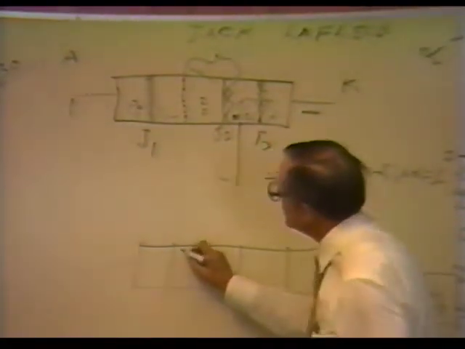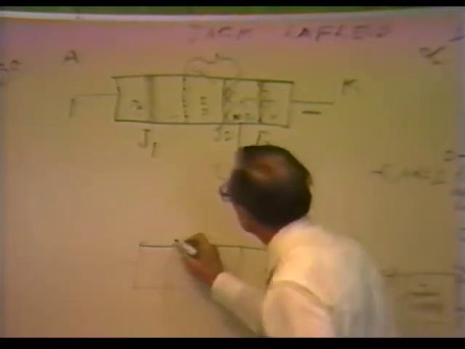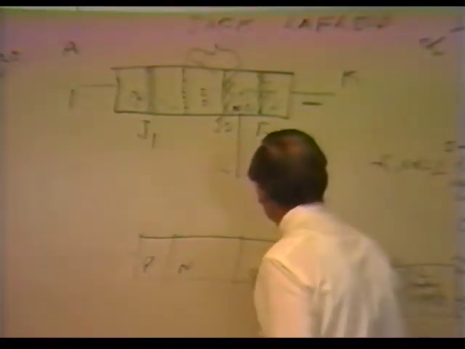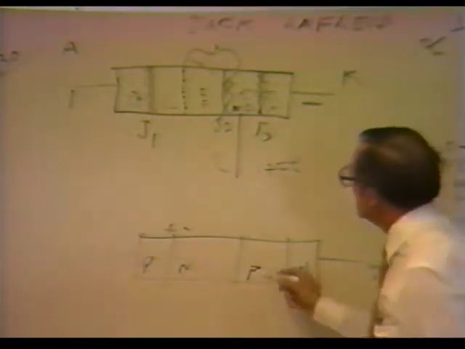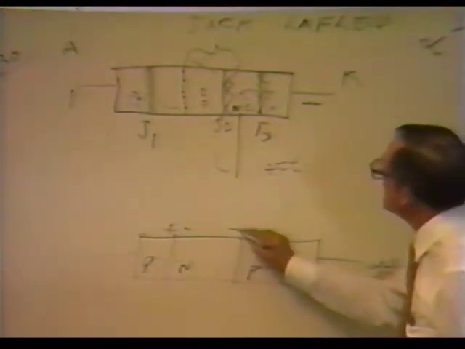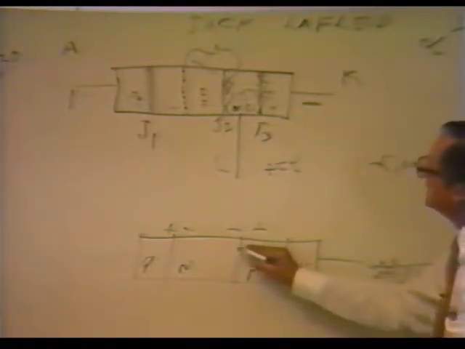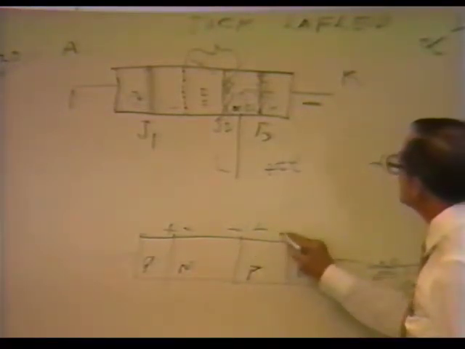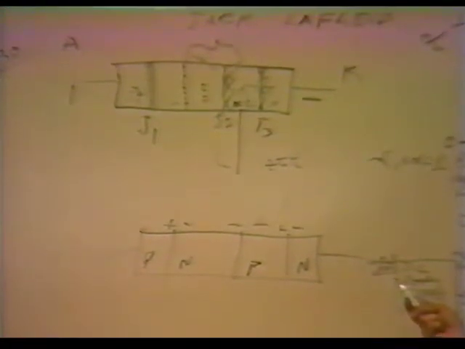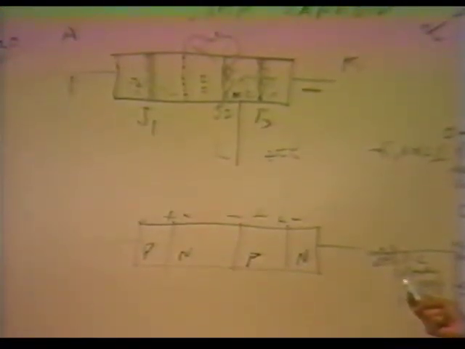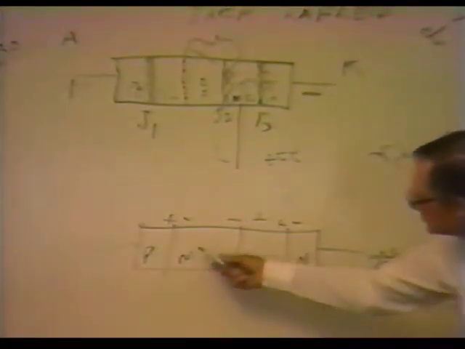Okay, this junction is forward biased. We have PN, PN. If the junction is forward biased, we have plus to minus. This junction is forward biased, so we have N plus, N here and plus here, and this junction is forward biased. Because the condition of saturation is that the junctions are all forward biased. When we put a transistor into saturation, we forward bias the junctions, and that's what we're doing here.